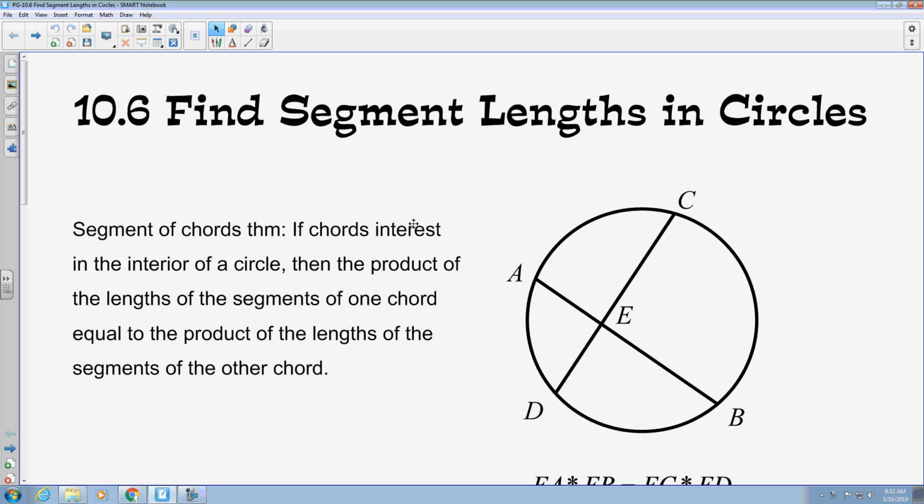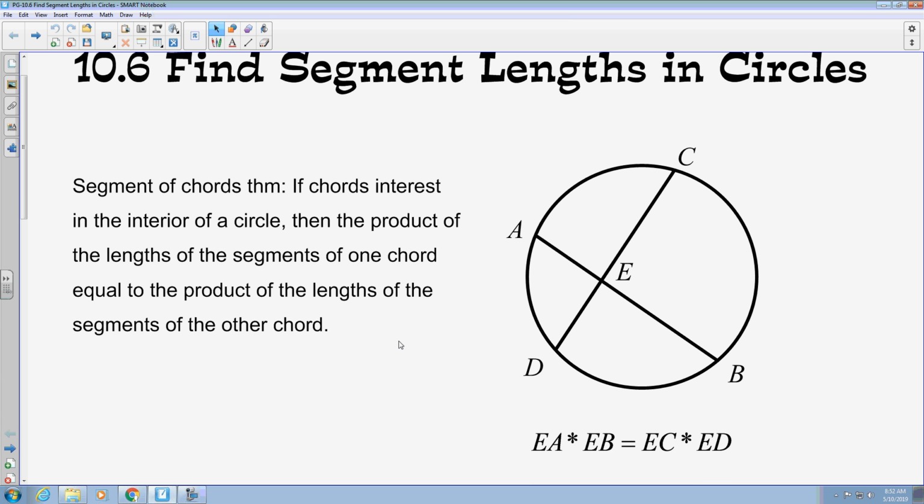It states that if chords intersect in the interior of a circle, then the product of the lengths of the segments of one chord equals the product of the lengths of the segments in another chord, which they give us as EA, which is here, and then times EB, which is here. So it's the same line segment. You're just multiplying it by the values once it hits that intersected point E.